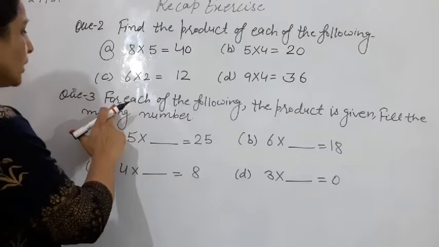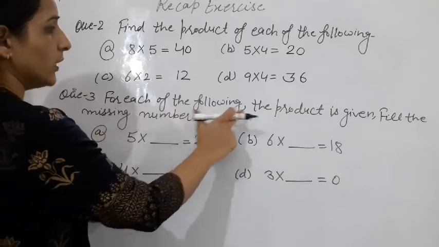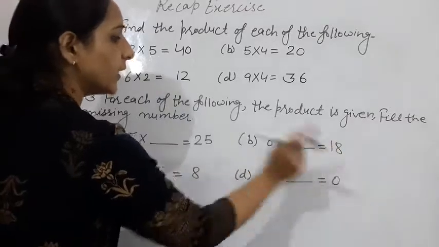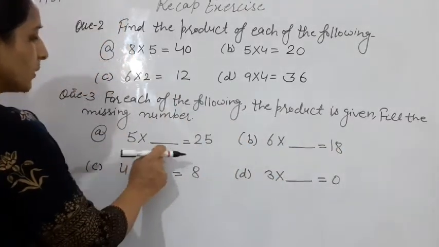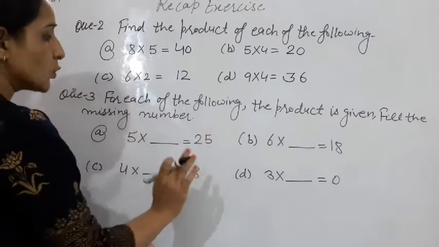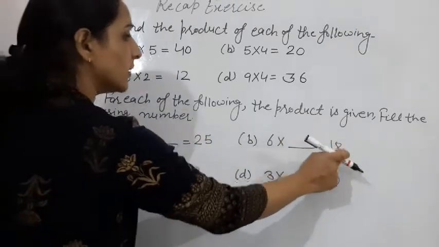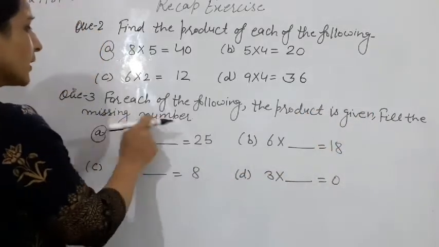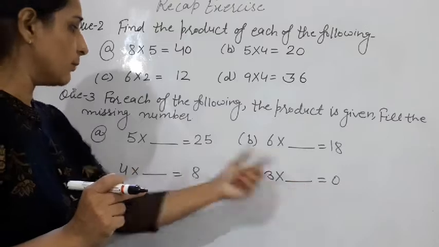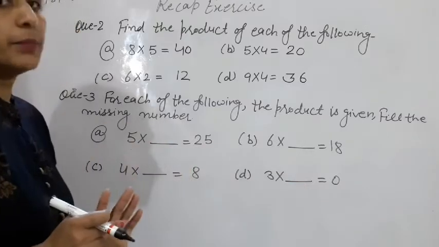Now the question number 3: for each of the following, the product is given. We know that when we multiply two numbers, the answer we get is the product. So here the product is already given. Clear? Fill the missing number. We will fill the missing number here. Clear? Product is given. We will fill the missing number.